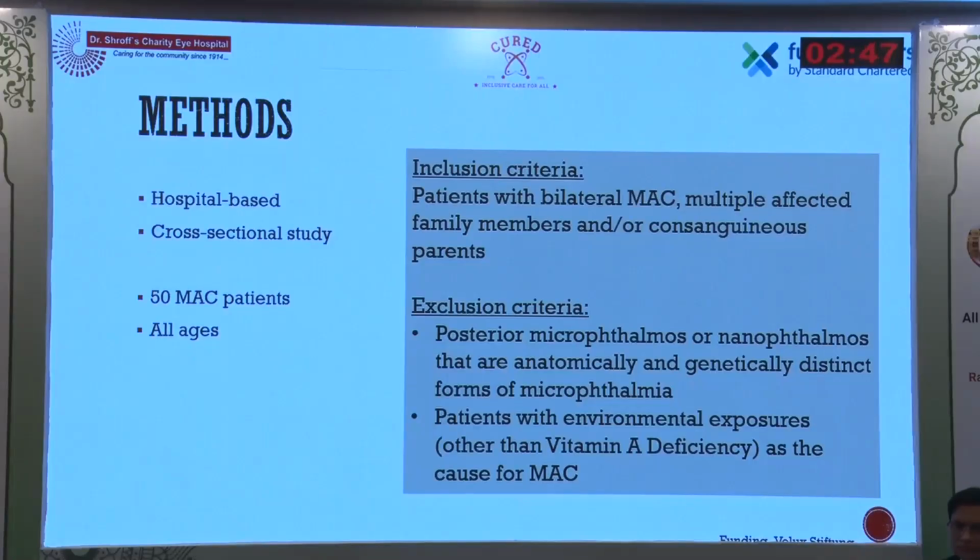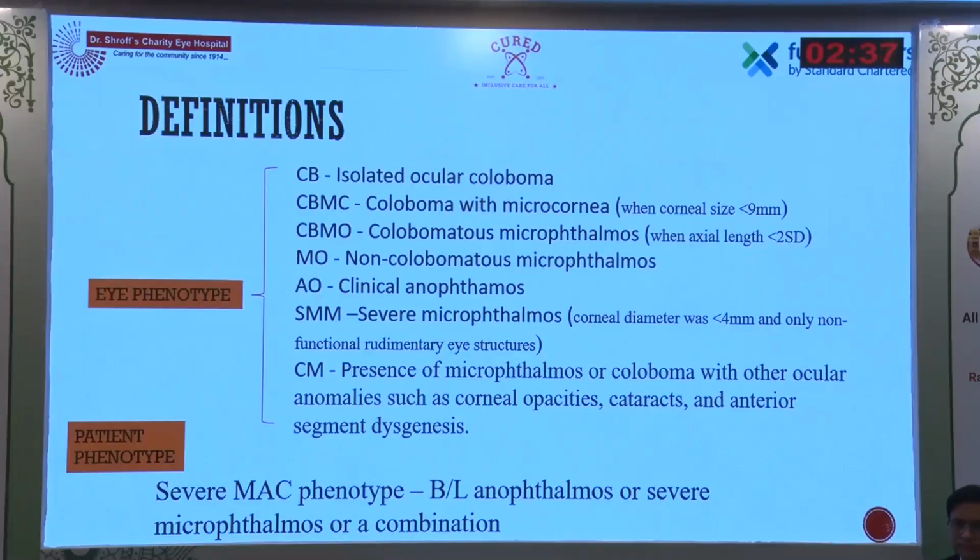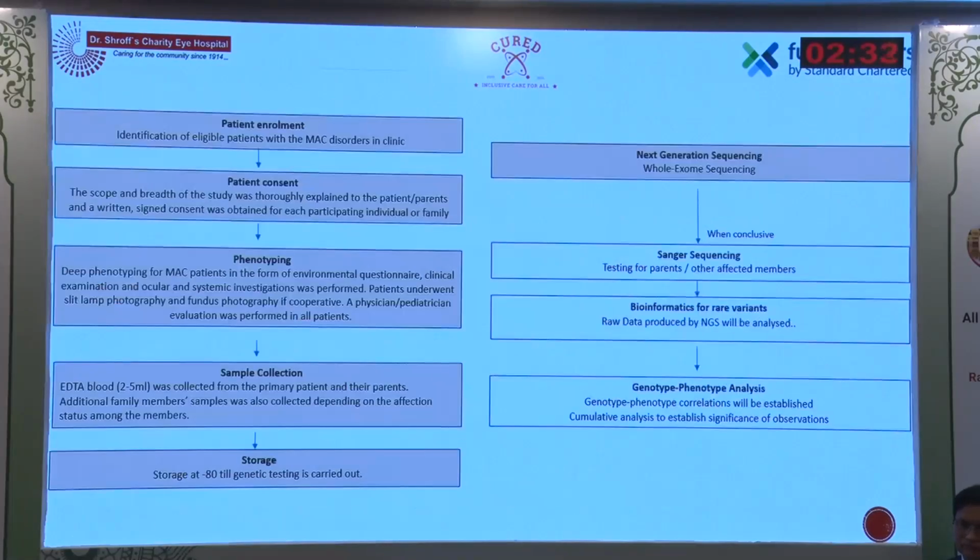We excluded simple posterior microphthalmos or nanophthalmos and excluded environmental exposures other than vitamin A deficiency. These are the phenotypic definitions which were used in the study. A severe phenotype of MAC was defined as a child with bilateral anophthalmos or severe microphthalmos or a combination.